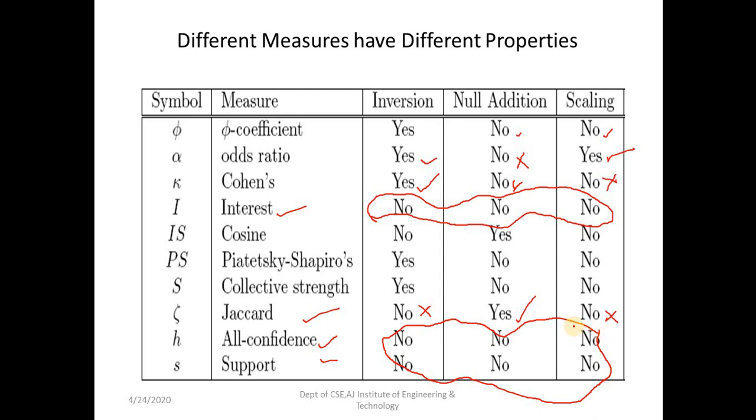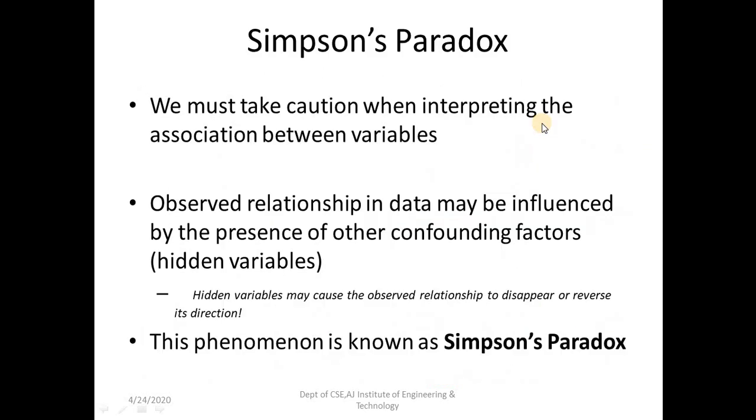Right? So this was the different measures, whether they do satisfy or do not satisfy the different properties. Let us continue. The last topic is Simpson's paradox. Now, what is the Simpson's paradox?